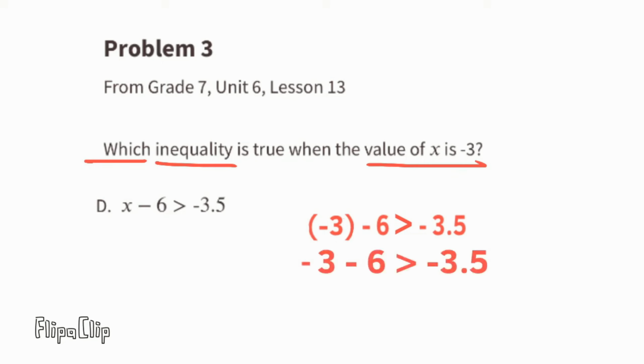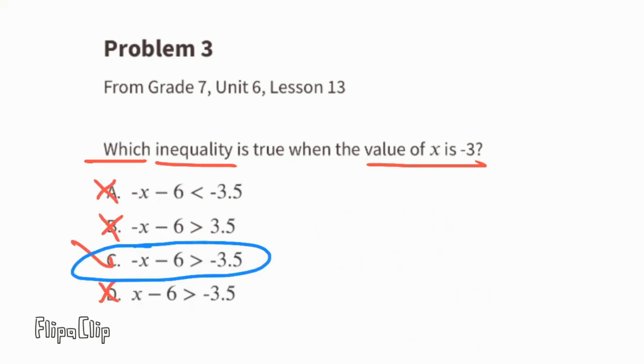Now the inequality reads negative 3 minus 6 is greater than negative 3.5. Since negative 3 minus 6 is negative 9, and negative 9 is not greater than negative 3.5, then this is not true. For D, the value for x is not negative 3. C is the only inequality that's true when the value for x is negative 3.